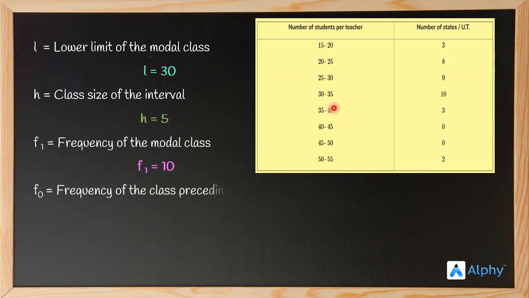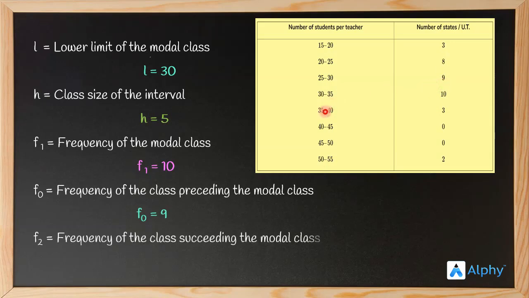f0 represents the frequency of the class preceding the modal class. Our modal class is 30 to 35, and the frequency of the class preceding the modal class would be 9. So f0 is equal to 9. f2 represents the frequency of the class succeeding the modal class. If our modal class is 30 to 35, then the class succeeding the modal class is 35 to 40. So the frequency of this class would be 3. So f2 is given by 3.